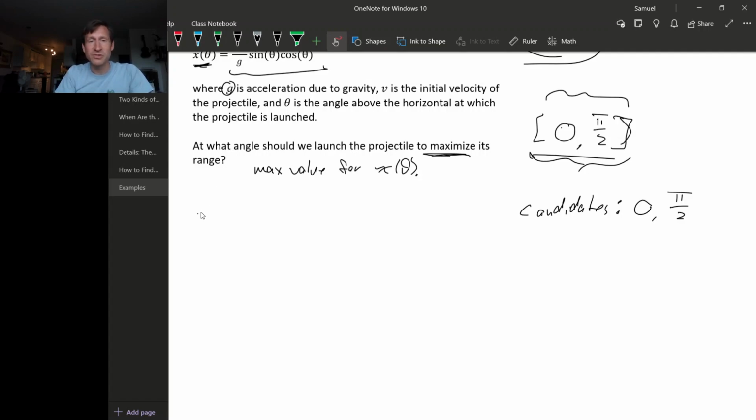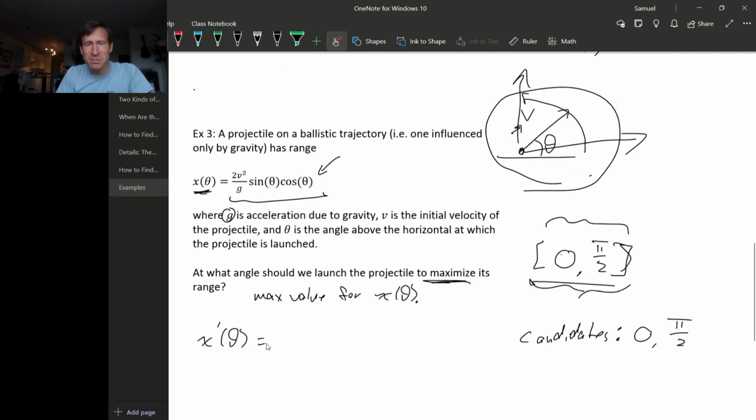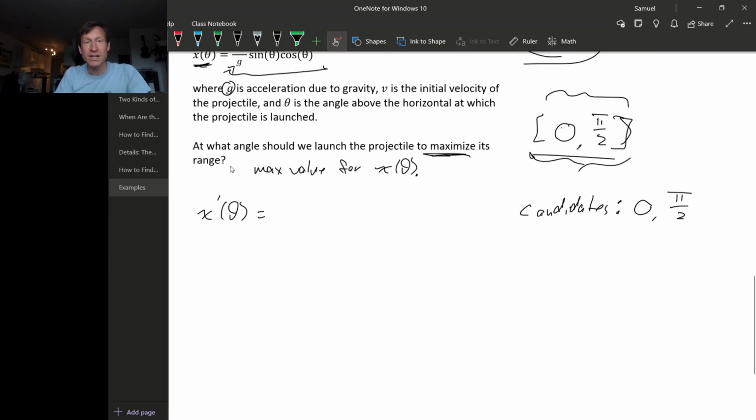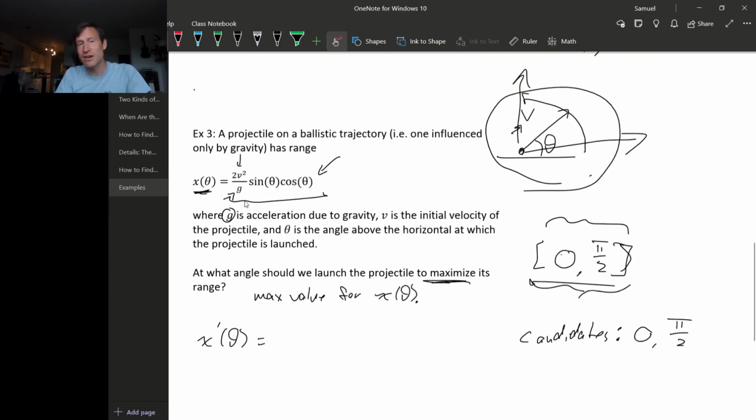To find critical numbers, we need to calculate the derivative of the function we're finding the maximum of. Something to keep in mind as we calculate this derivative is that v and g are constants, right? g is gravity, but gravity we've assumed is constant. And the maximum velocity we can launch at, that's also constant. So to calculate the derivative, we can start out just using the constant multiple rule. In other words, just copy down this constant multiple, and then take the derivative of everything that's left.